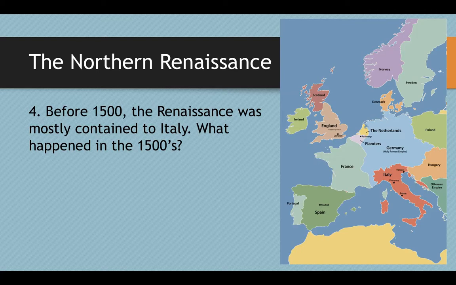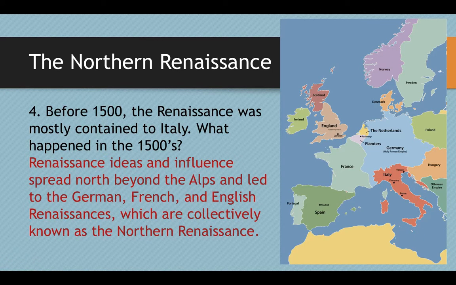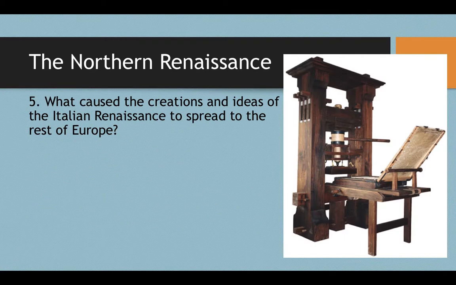Now, before the year 1500, the Renaissance was almost entirely contained to Italy. Okay? Just this part on the map here, it was almost all experienced by Italians. But then in the 1500s, Renaissance ideas and influence spread north, okay, beyond the Alps mountains right here, and it led to the German, the French, the English Renaissances, the Renaissance of the lowlands here, and collectively, okay, the Renaissance that happened north of Italy and all this area right here is known as the Northern Renaissance, and that mostly occurred during the 1500s.